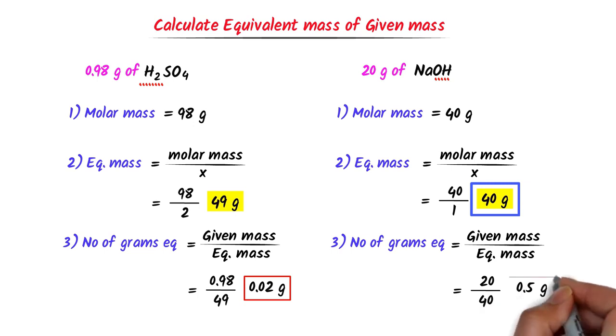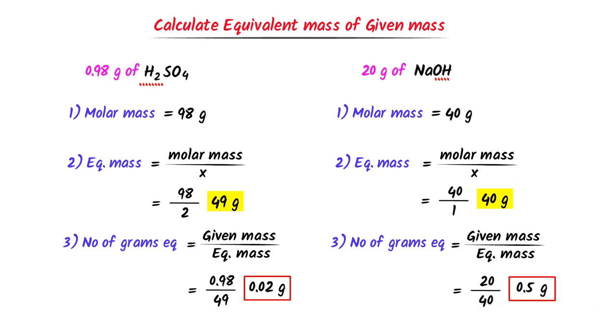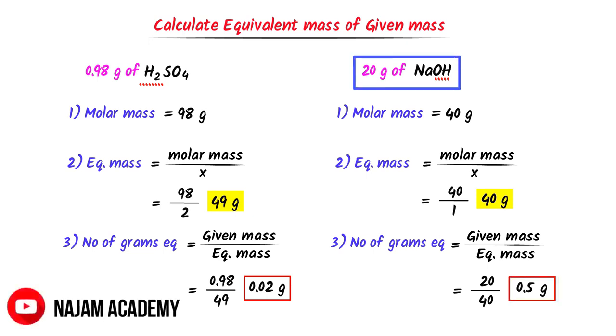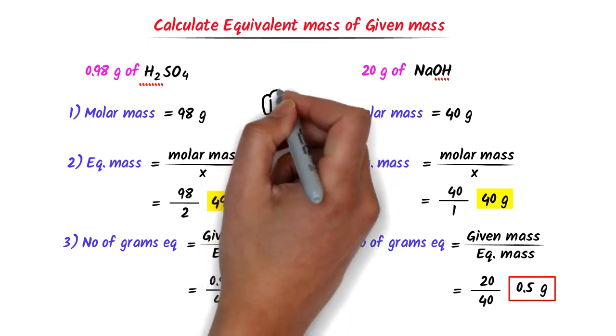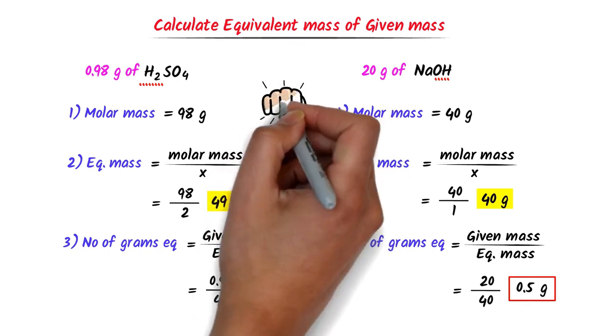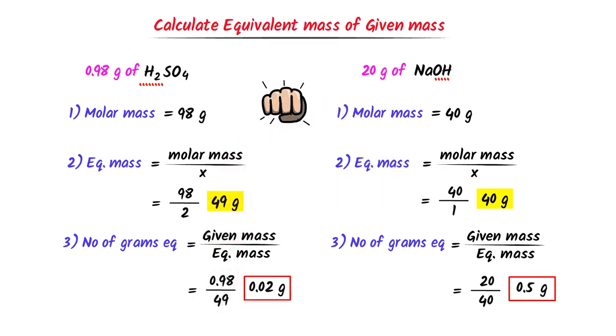I get 0.5 gram. Now this 0.5 gram equivalent means that if we take 20 gram of sodium hydroxide, only 0.5 gram has the capacity to react. Let me repeat it. If we take 20 gram of sodium hydroxide, only 0.5 gram has the capacity to react. Therefore, by the help of these 3 steps, we can easily calculate the number of gram equivalent in given masses. If you have learned all these concepts, I congratulate you. You have already learned the concept of normality.